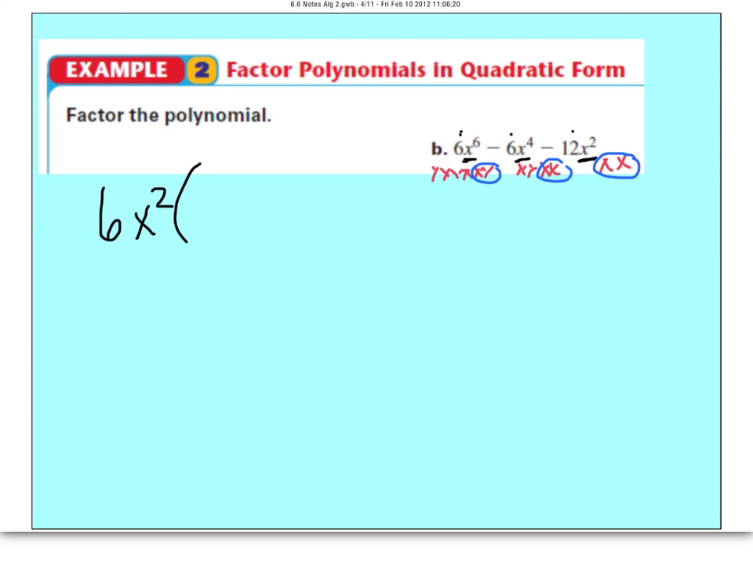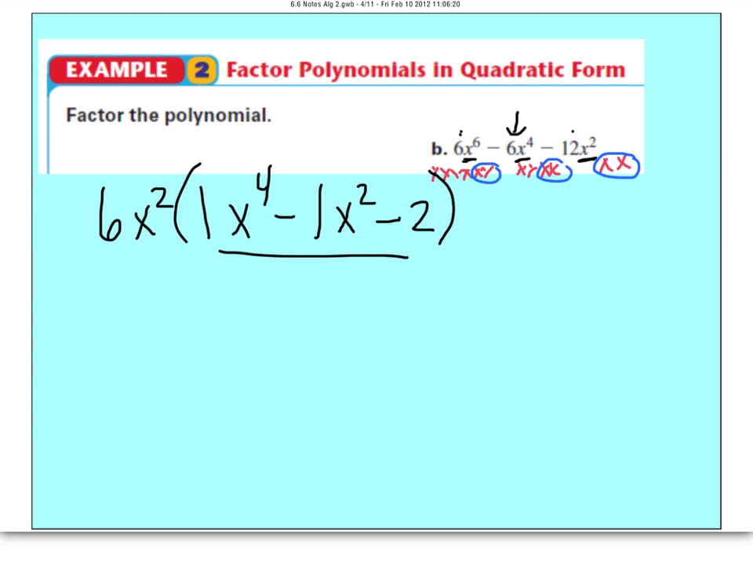6 divided by 6 is 1. And x squared out of 6 x's would be x to the fourth. Negative 6 divided by 6 is negative 1. I'm going to pull out 2 x's. Negative 12 divided by 6 is negative 2. And I actually pull out both of those x's, so they are gone. Now I'm going to see if I can factor what's on the inside here. I'm going to keep 6x squared. And here's what I do.